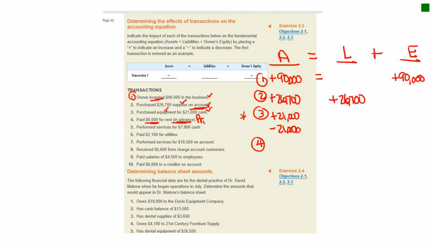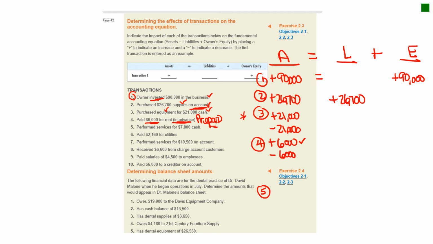All right. Now I get to number 4, and it says you paid $6,000 rent in advance. So anytime you get anything paid in advance, we're going to call these things prepaids. And prepaids are typically considered also assets. So in this one, you'd also have a plus 6,000 and a minus 6,000. So the plus 6,000 would go to the prepaid rent account. The minus 6,000 would come out of the cash account.